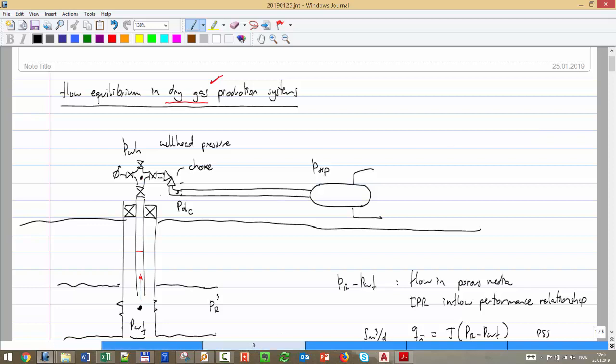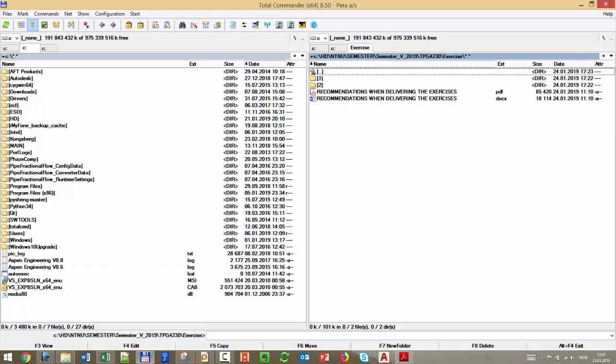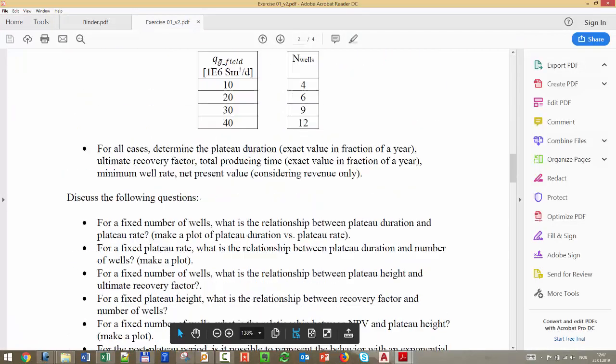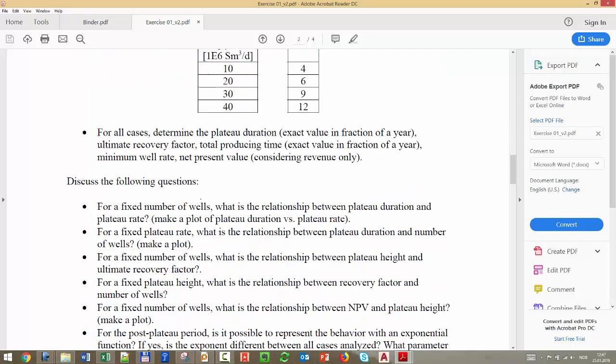Okay. So I wanted to say, I think there was some confusion on exercise 1. Just note that there is a typo. Here it should be maximum well rate. Essentially the maximum well rate is the plateau rate divided by the number of wells. Simply like that. Because the maximum rate, you have it in the plateau period, and you divide simply by the number of wells you have.